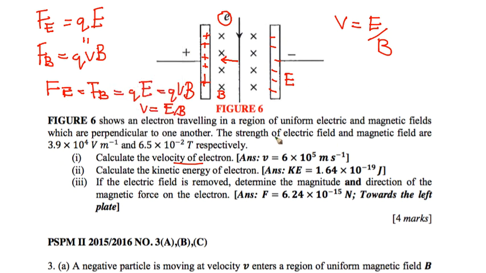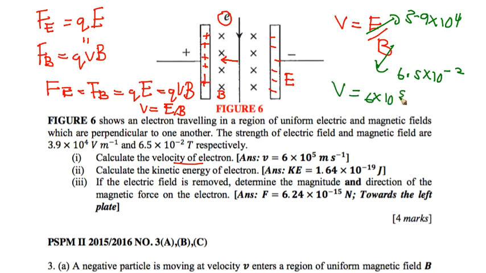The value of the electric field E is 3.9 exponent 4, and the value of B is 6.5 exponent minus 2 Tesla. So now you can find the value of V is 6 times 10 power 5 meter per second. This is a high speed, 6 exponent 5 meter per second. This is question number 1.